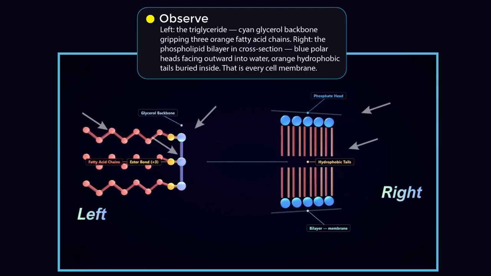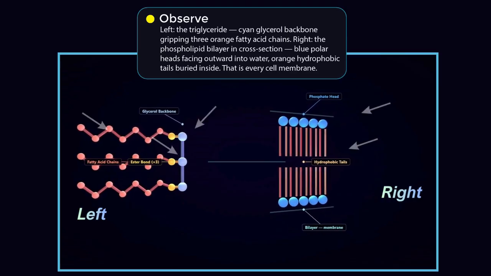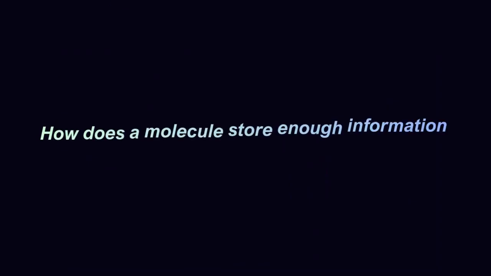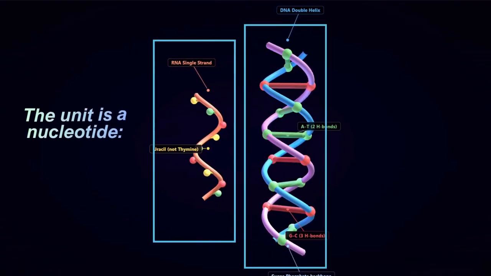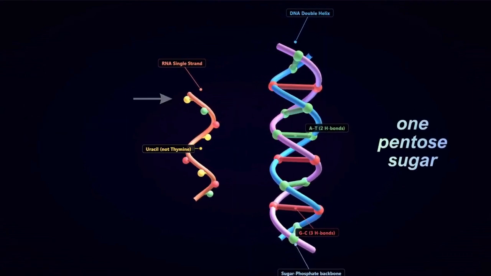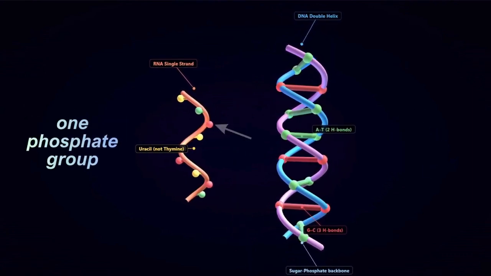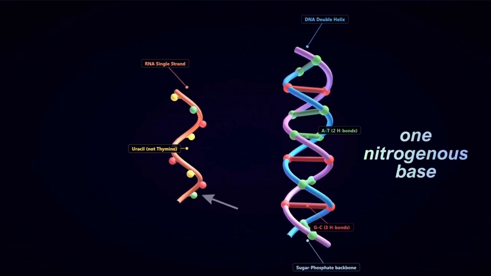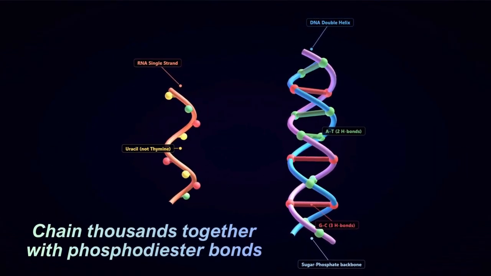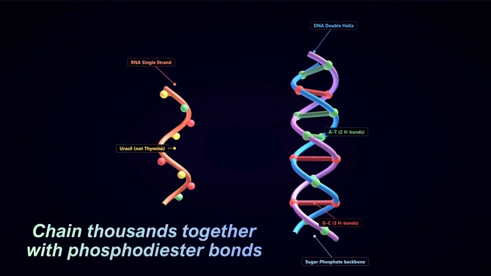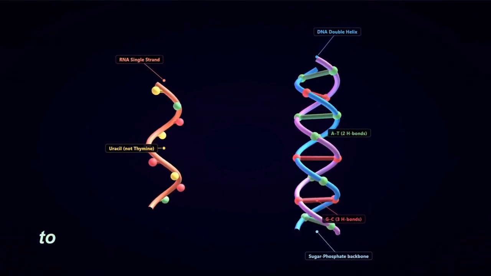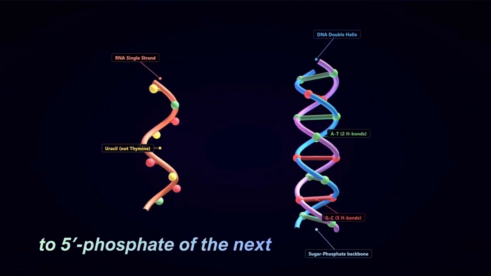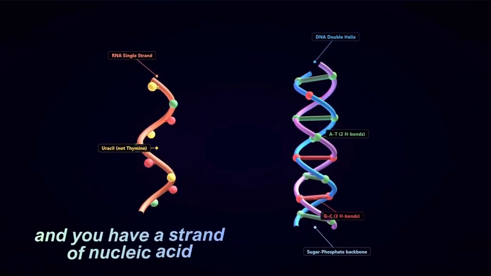Testing this biomolecule polymer, our next build covers genetic code. How does a molecule store enough information to build an entire human being? The unit is a nucleotide, 1 pentose sugar, 1 phosphate group, 1 nitrogenous base. Chain thousands together with phosphodiester bonds, 3' hydroxyl group of one sugar to 5' phosphate group of the next, and you have a strand of nucleic acid.